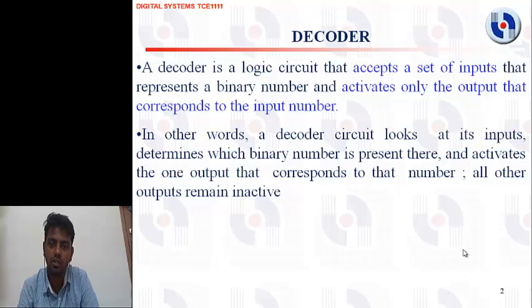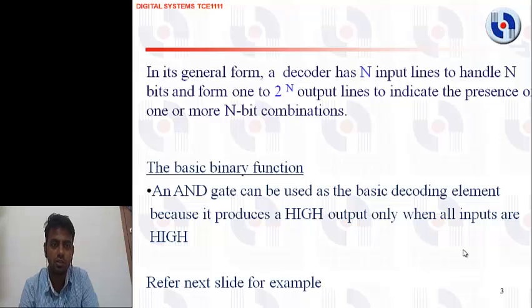In other words, a decoder circuit looks at its input, determines which binary number is present there, and activates one output that corresponds to the number. All other outputs remain inactive. Whenever we give various inputs to the decoder, according to a particular pattern, the output is given. For this purpose, we are using decoders.